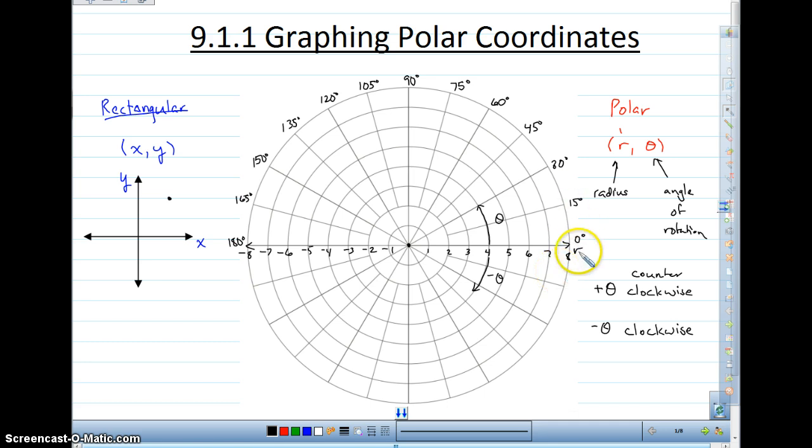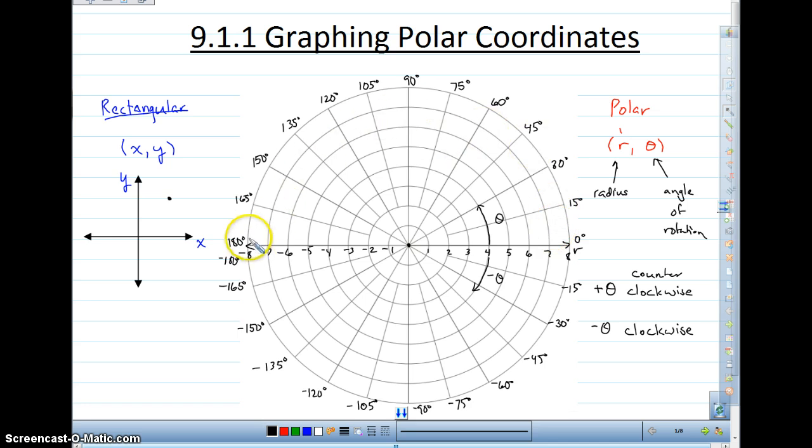We could, though, go in the negative direction if we wanted to, and call this direction negative 15 degrees, negative 30, negative 45, negative 60, negative 75, negative 90, negative 105, negative 120, negative 135, negative 150, negative 165, and then negative 180. Okay?